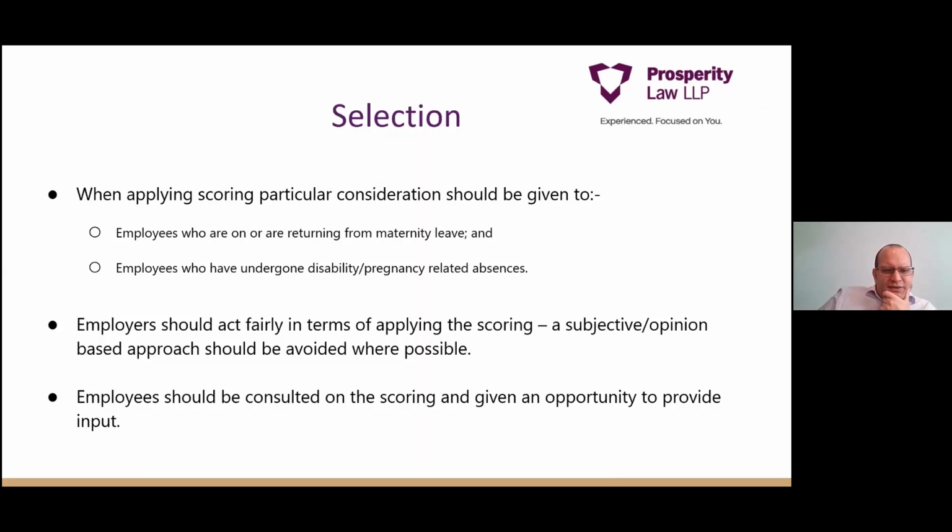The second point then is that we should act fairly in terms of applying the scoring, trying to avoid an opinion-based, subjective approach. I think that's quite easy to do when it comes to measuring things like attendance, or grievance or disciplinary records. That's a lot more measurable, and we can tie that to tangible, measurable information that we've got on employees. Performance, I think, is a slightly more tricky one because it typically lends itself to more subjective assessment. So you just need to be a bit careful on that.